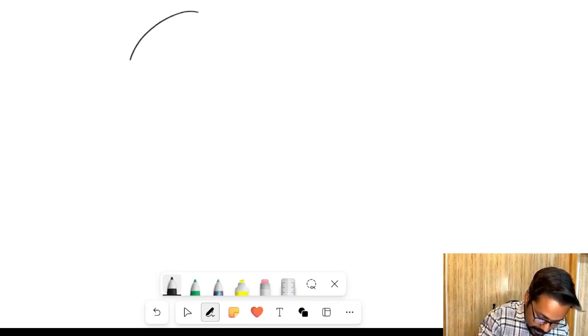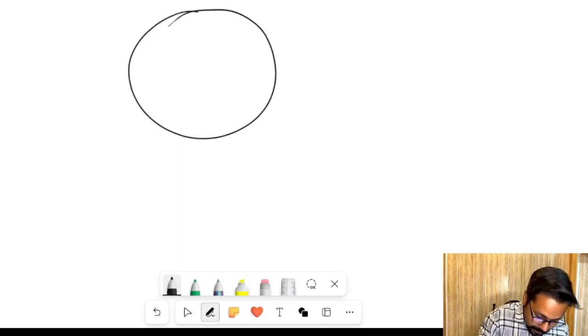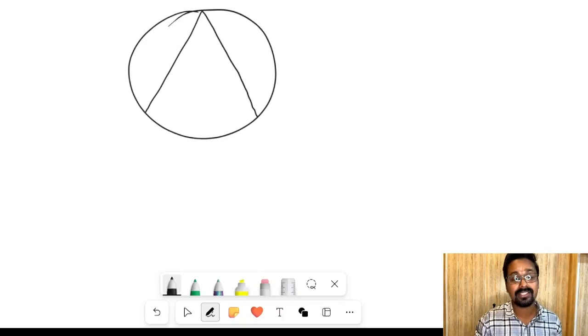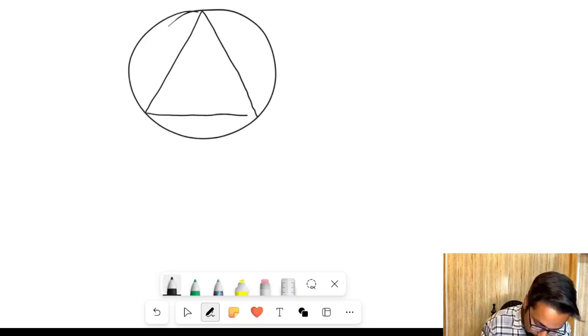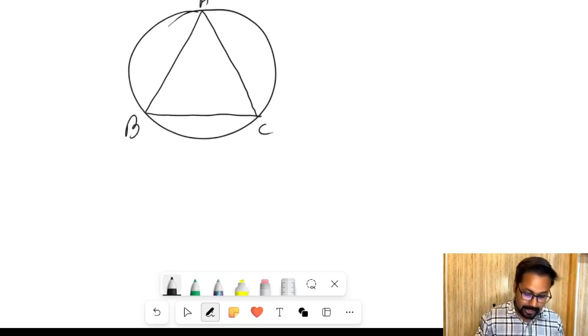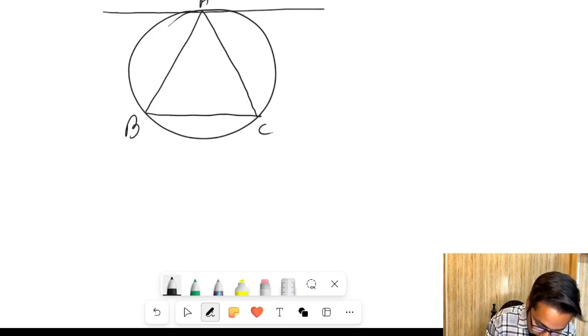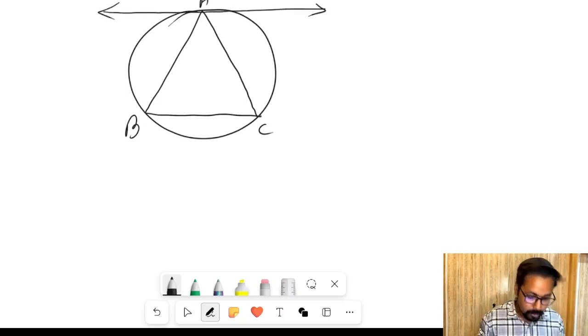So there is a circle. Inside the circle we have a triangle ABC, since it is said in the question that the circle is circumscribing the triangle. Now there is a tangent at the point A. So I have to draw a tangent at the point A, and we have to prove that this tangent is parallel to BC. So let us give the tangent a name, let it be XY.